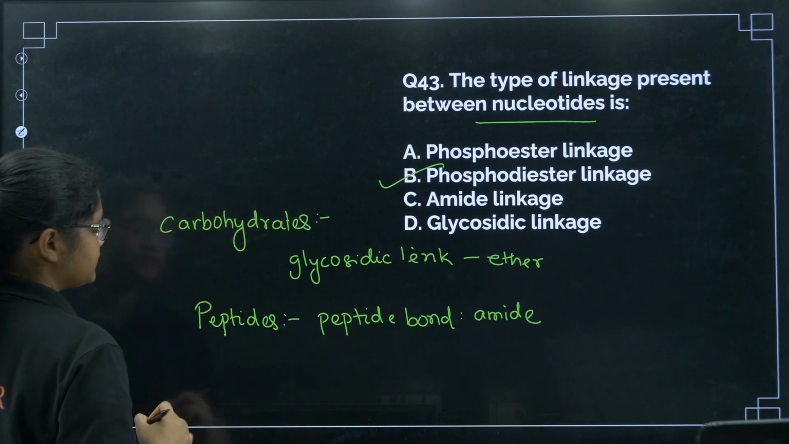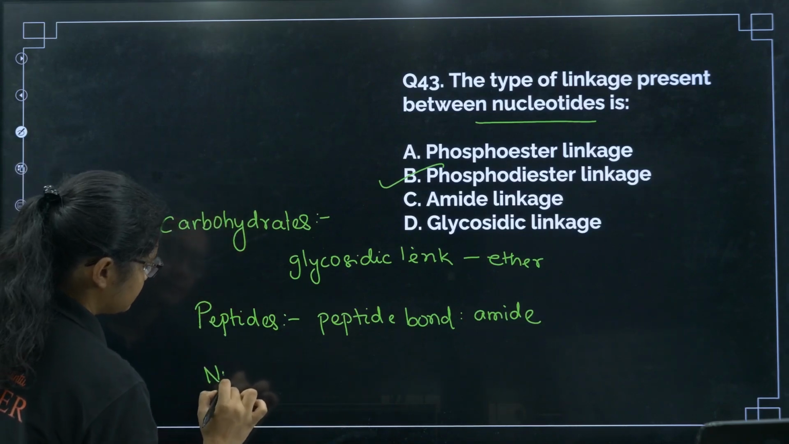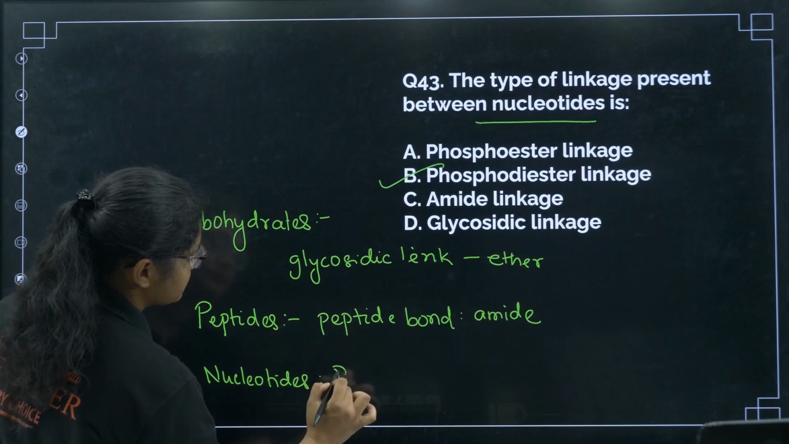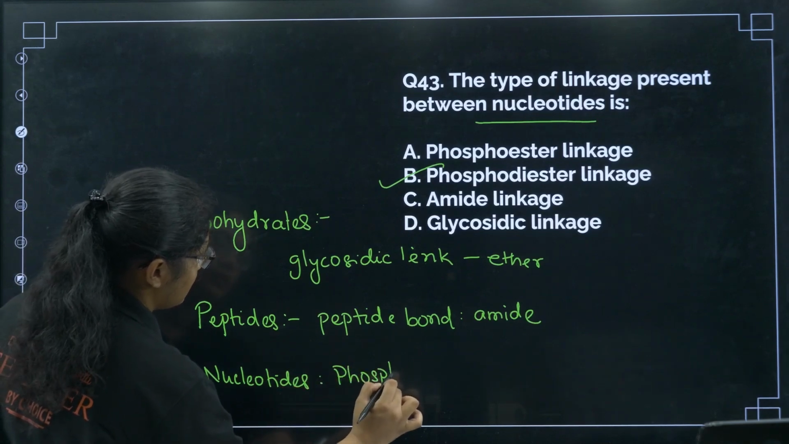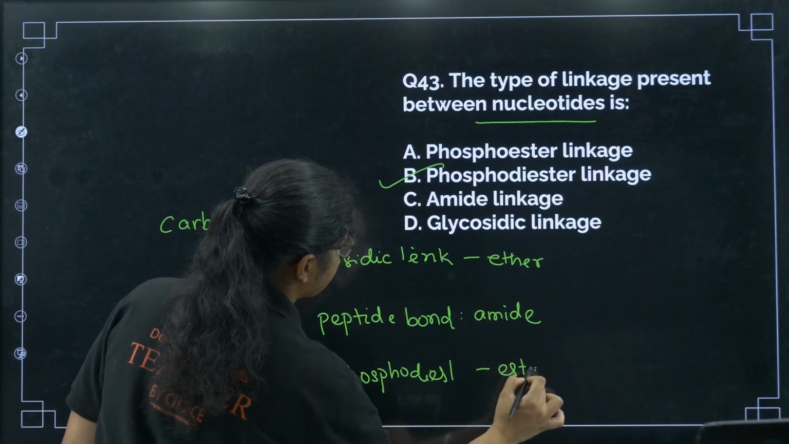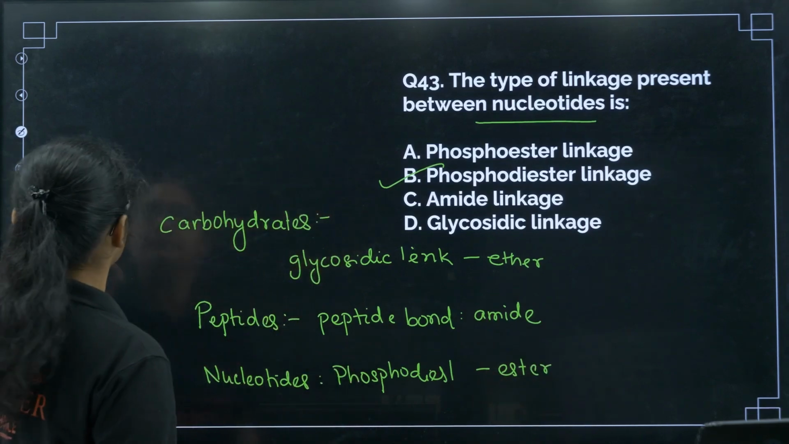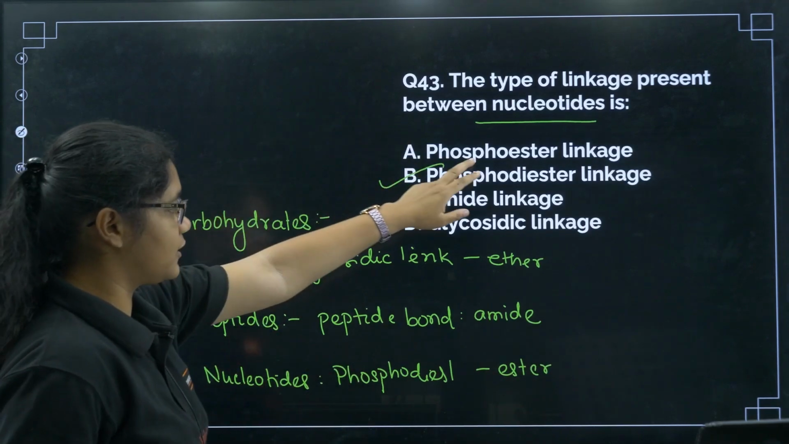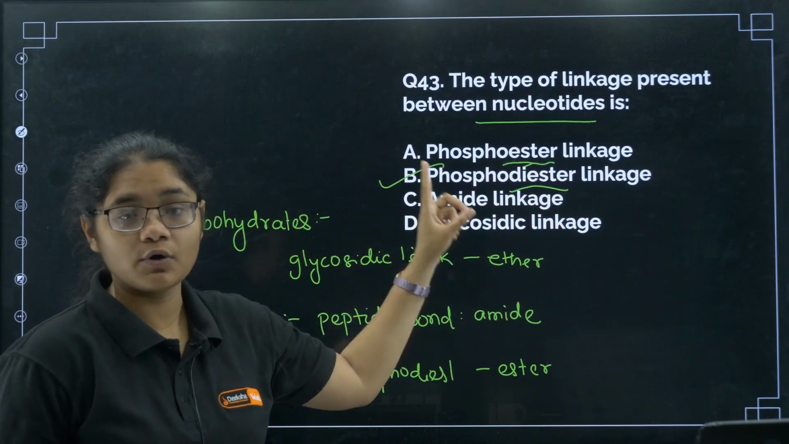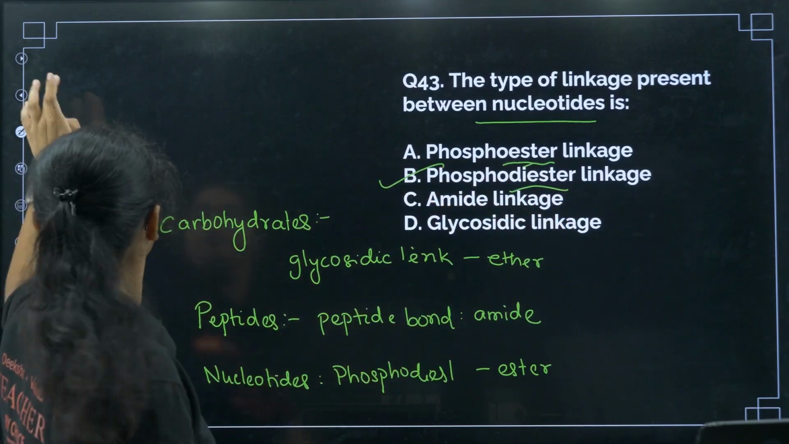Okay, and the last one is nucleotides. The bond name is phosphodiester, and it is an ester linkage. Okay, so option number B here. Be clear: phosphoester is there, diester is there. So be careful, it is phosphodiester linkage.